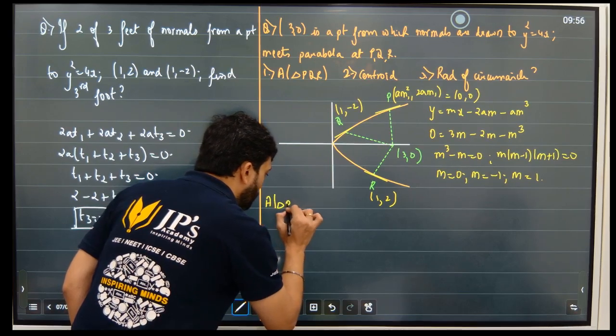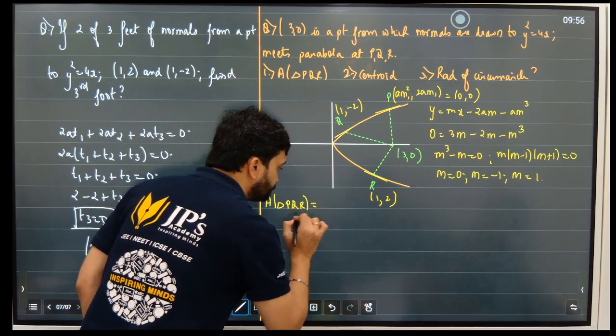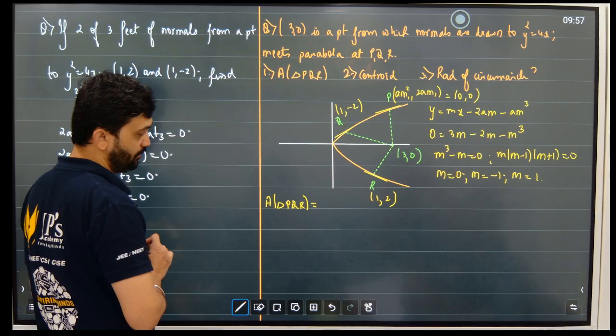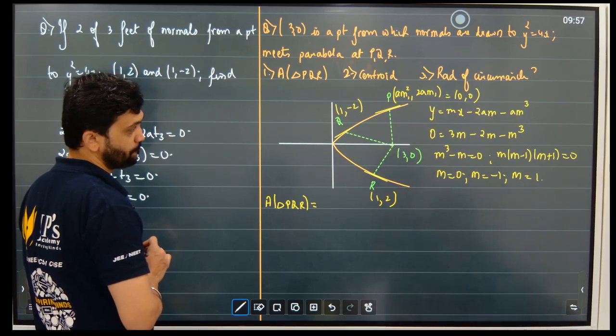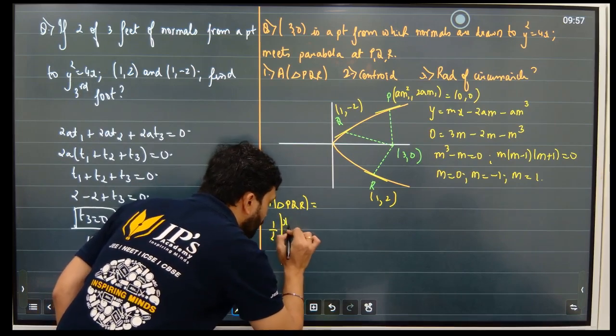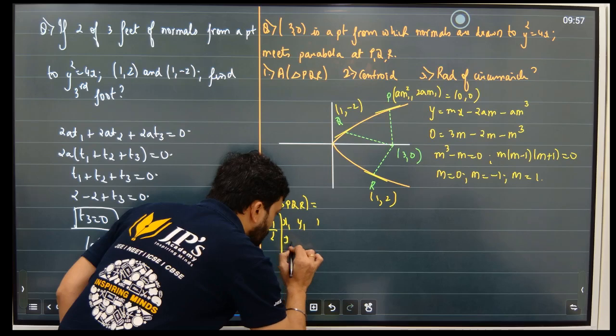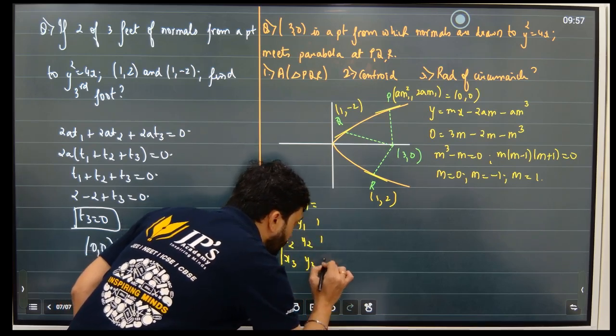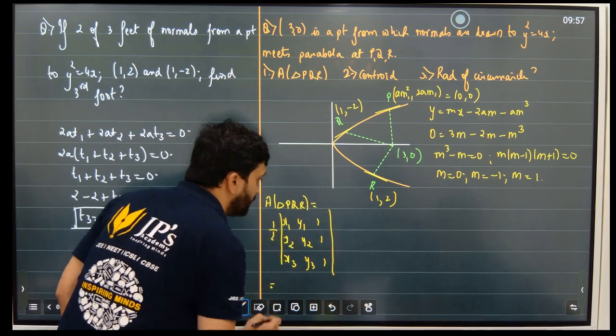What is the formula for the area of triangle PQR? How will I find the area of triangle PQR? It will be half into the determinant x1 y1 1, x2 y2 1 and x3 y3 1. We'll be solving and I'll tell you the answer.